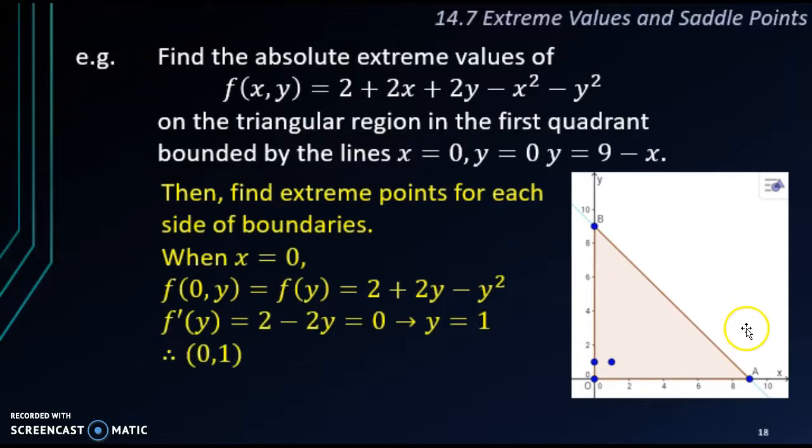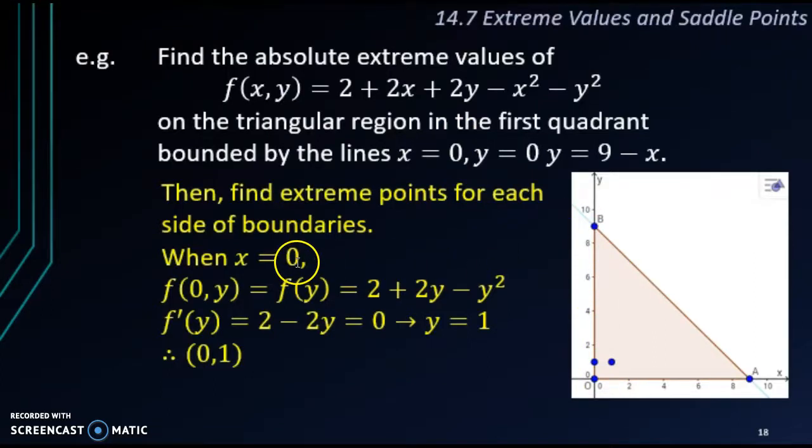Okay, lastly, we want to consider the borders. Here we have 3 sides, so we have to find out one by one. Let's take a look at the first one. The first side is x equals 0. X equals 0 is this line.